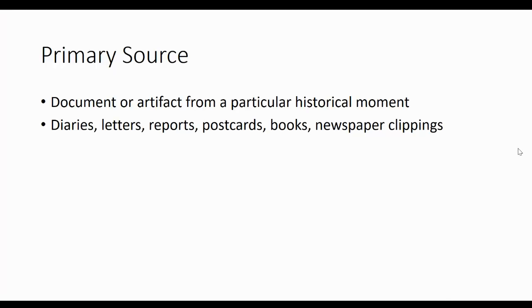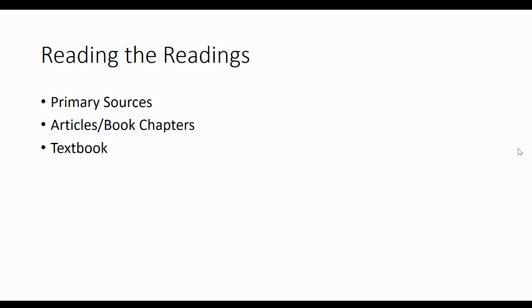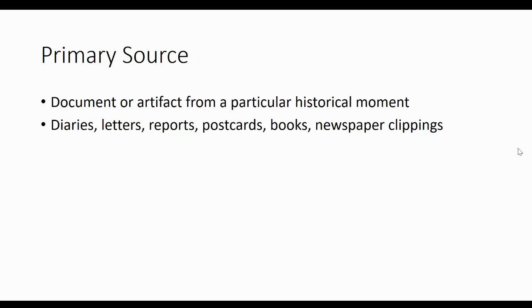I want to talk a little bit about primary sources, which are one of the three kinds of readings we'll be doing in this class. Primary sources essentially are documents or artifacts from a particular historical moment. They're diaries, letters, reports, postcards, books, newspaper clippings, whatever.